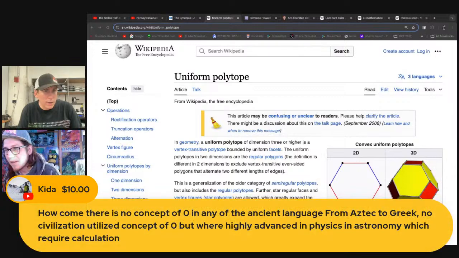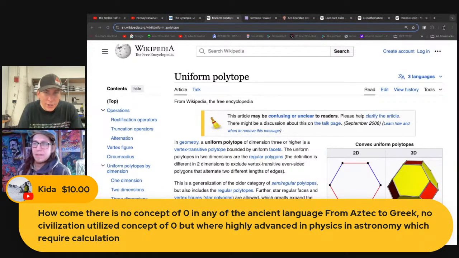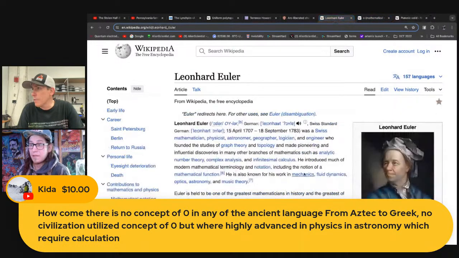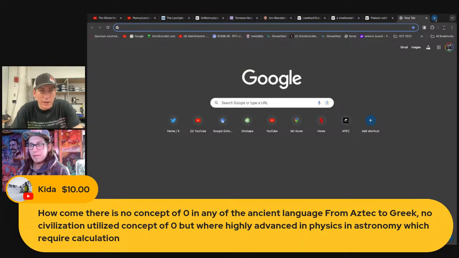Anyways, we got a super chat in there from Kaida. Oh, here we are. How come there is no concept of zero in any of the ancient languages, from Aztec to Greek? No civilization utilized the concept of zero. We're highly advanced in physics and astronomy, which required calculation. I'm maybe mistaken, but how ancient are we talking? So it's Aztec to Greek.